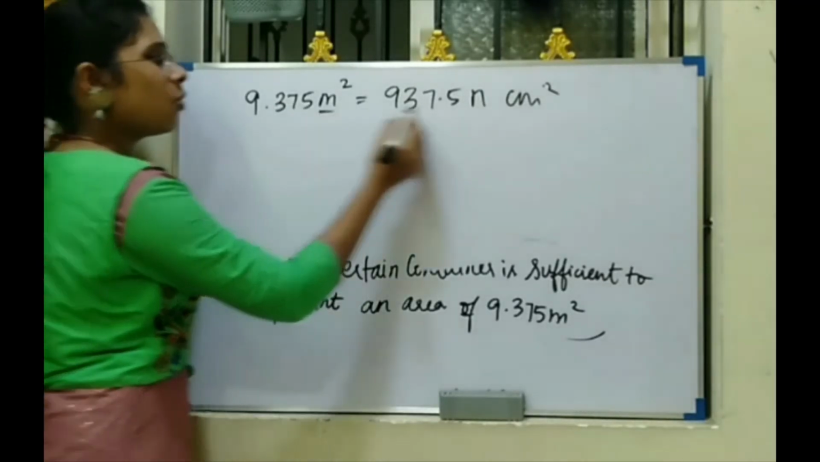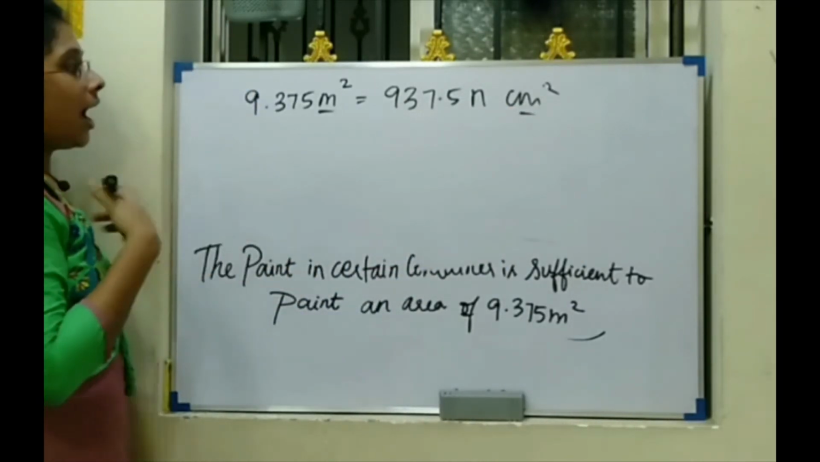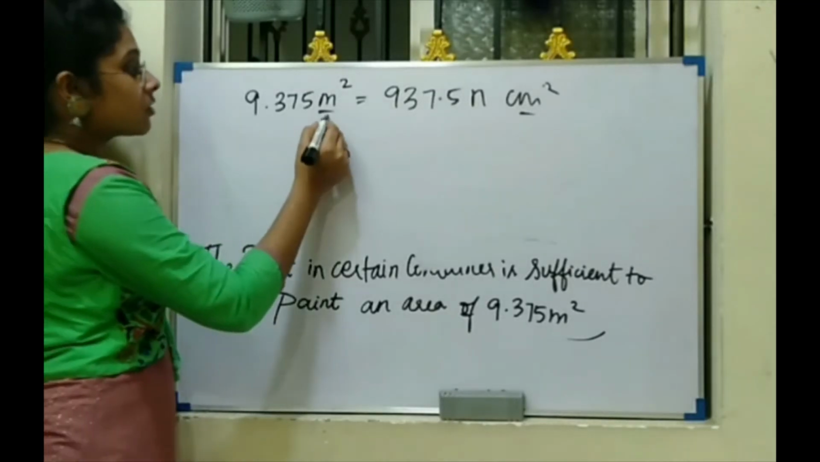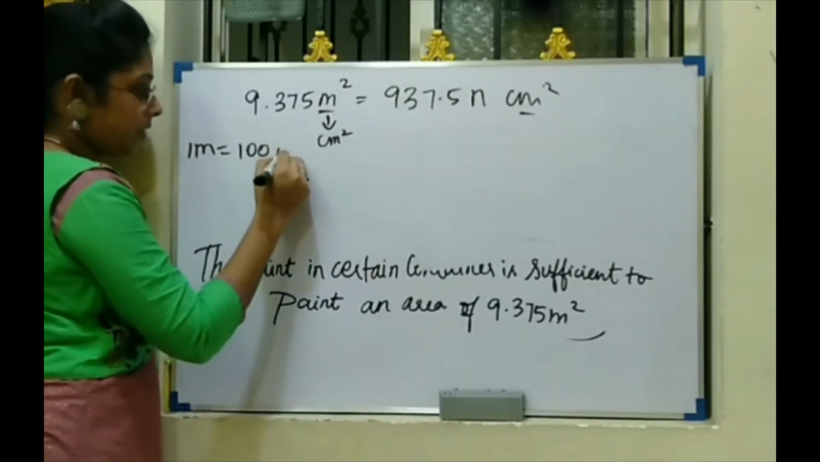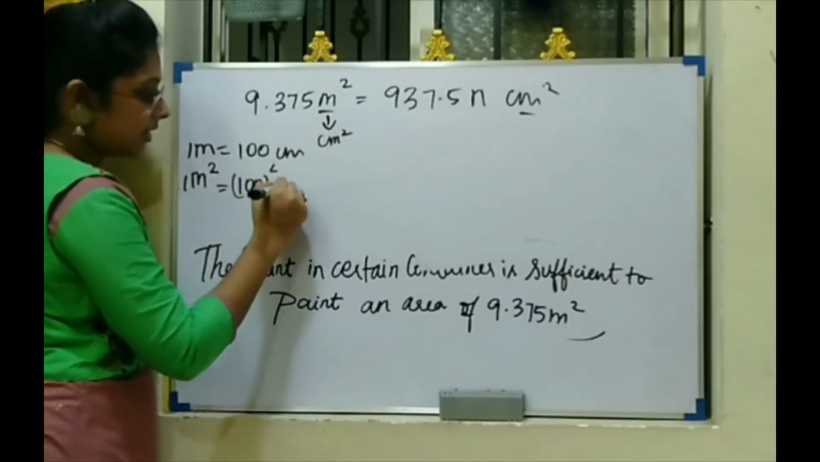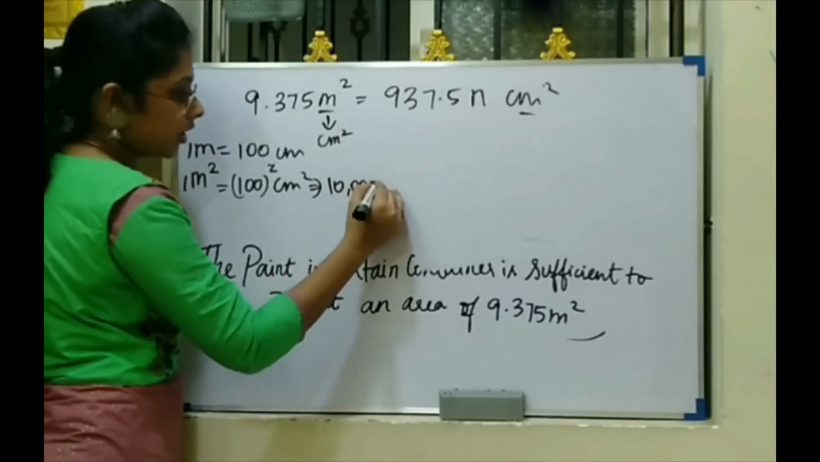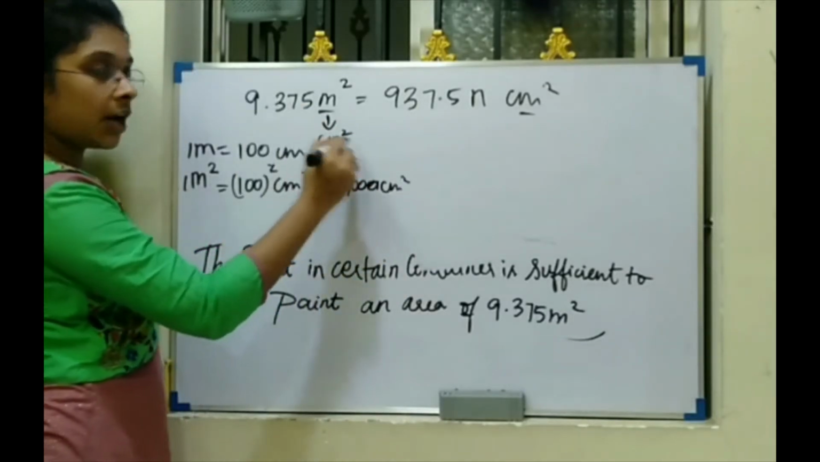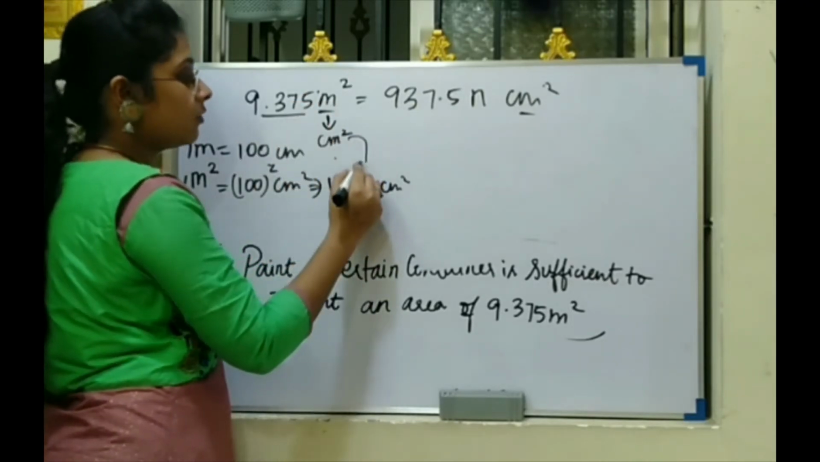First, there are no common units. Okay, we have to now change the units. How to change the units? I would like to change meter square to centimeter square. So if 1 meter is equal to 100 centimeter, then 1 meter square is equal to 100 centimeter into 100 centimeter, which is equal to 10,000 centimeter square, right? So if I have to convert meter square to centimeter square, I have to multiply this number with 10,000.